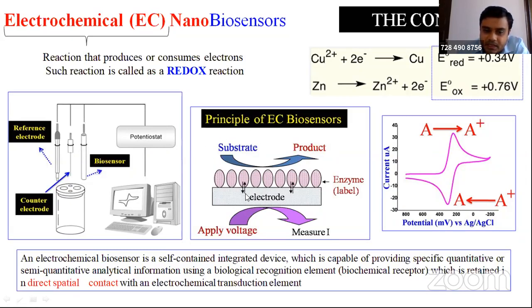There is a substrate, and onto the chip, the solid matrix, we will load all the things, either enzyme or the nanomaterials. When you apply a voltage, for example this one, and then the product will be out, you will get a signal. So this is the classical output of an electrochemical signal, which is called cyclic voltammetry. If I read out the electrochemical nanobiosensor system, it's a self-contained integrated device which is capable of providing a specialized qualitative or semi-quantitative, highly precise signal output. And it only happens when the biorecognition element is retained in direct spatial contact with the transduction element. So that is very, very important.